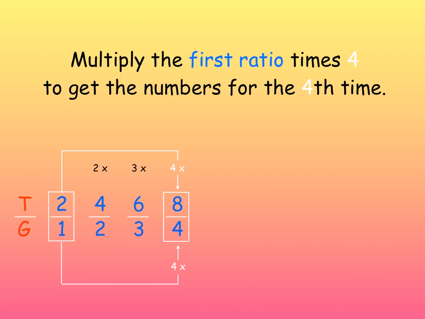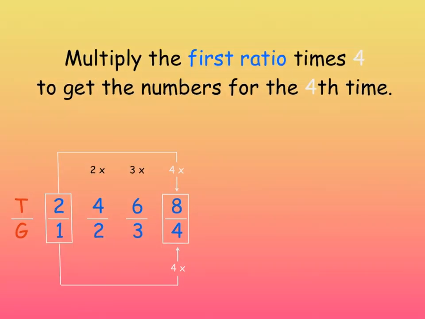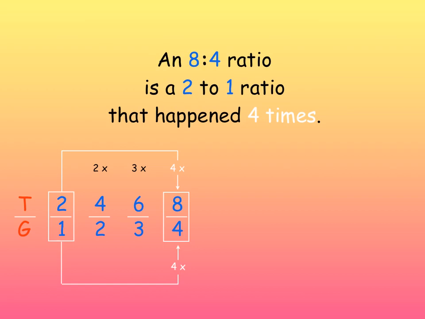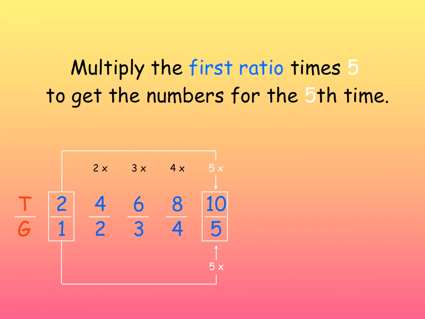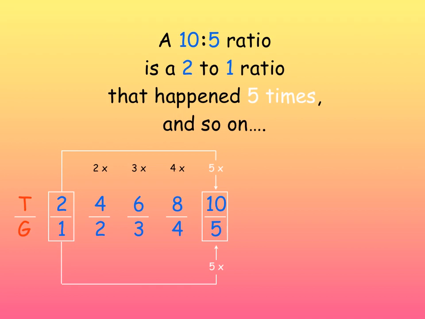Multiply the first ratio times 4, and you get the numbers for the fourth time. An 8 to 4 ratio is actually a 2 to 1 ratio that happened 4 times. It's the same ratio. Multiply the first ratio times 5 to get the numbers for the fifth time, 10 to 5. A 10 to 5 ratio is a 2 to 1 ratio that happened 5 times, and so on.